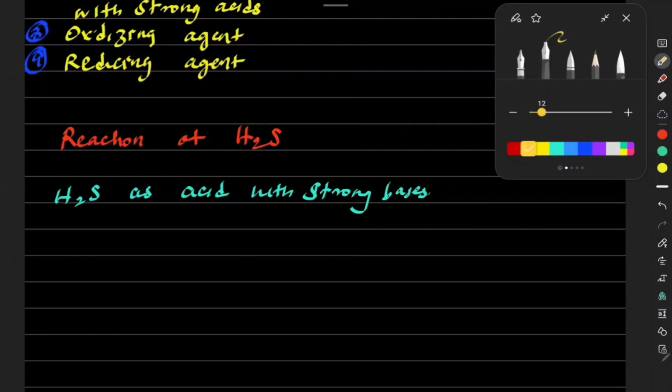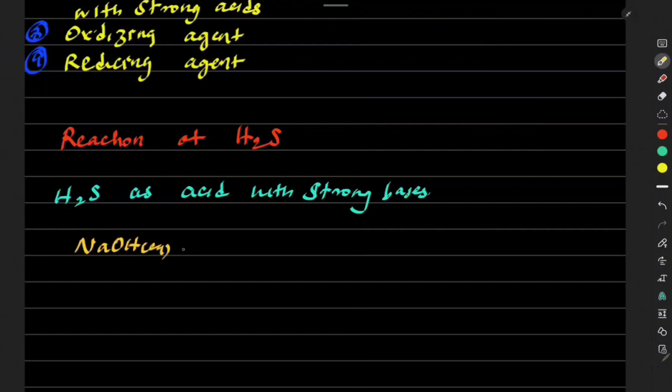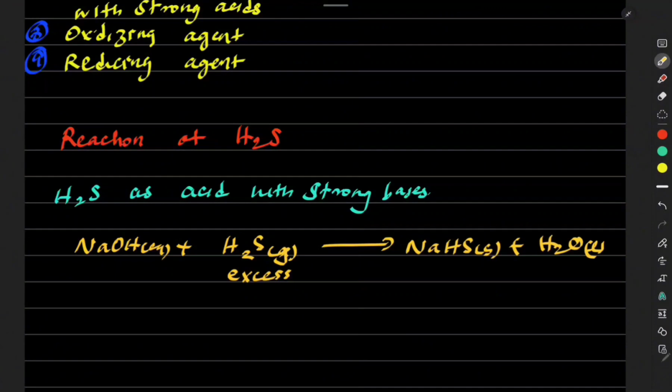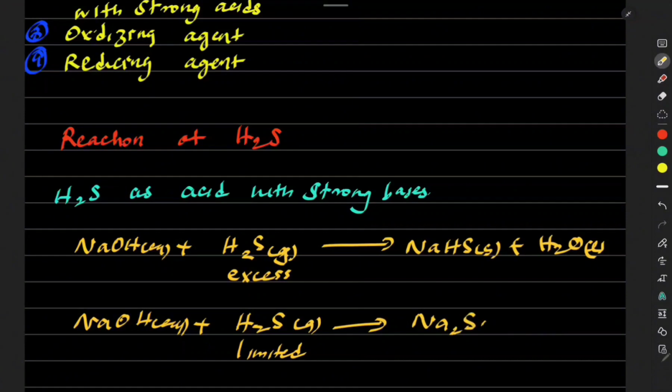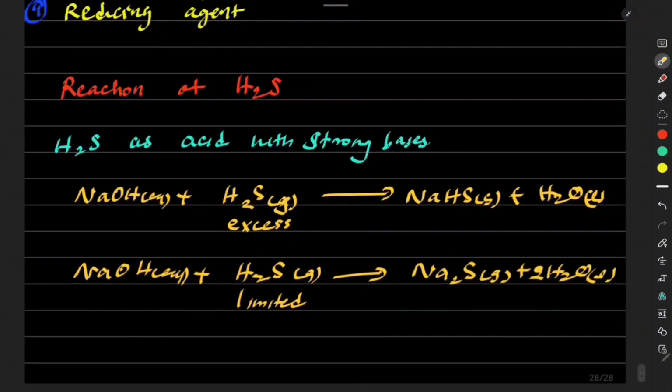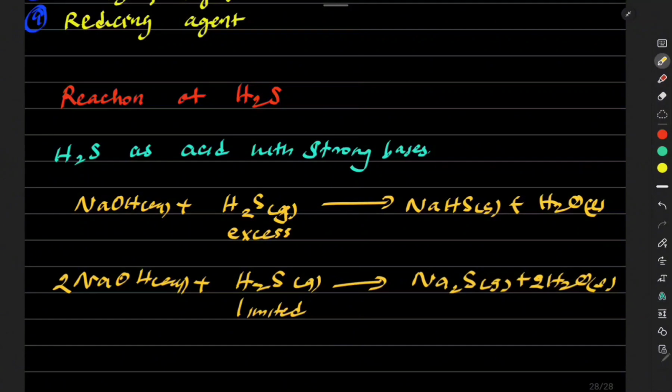Strong base, sodium hydroxide aqueous plus H2S gas. With excess H2S, they form NaHS solid plus H2O liquid. And sodium hydroxide aqueous with H2S, same reactants, but this is limited hydrogen sulfide. They form Na2S solid plus 2H2O liquid. Let's balance the reaction.